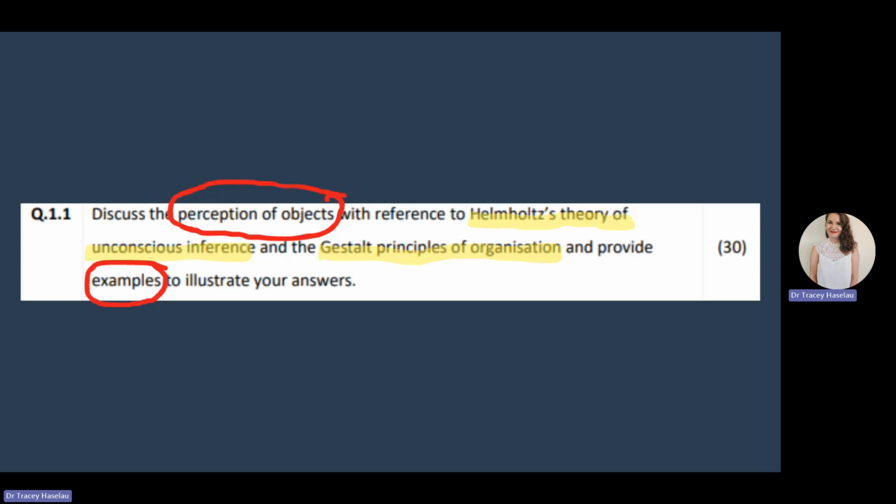Okay, so what we're going to do now is look at each question in this exam paper in a bit more detail, one by one. The point of this is not to revise Helmholtz's theory of unconscious inference or Gestalt principles. Tonight, I'm not talking to the theory. I'm not teaching content. Tonight, I'm helping you learn how to unpack these questions, because it's difficult sometimes to know how to make up your 30 marks.